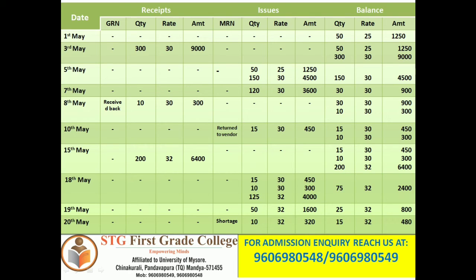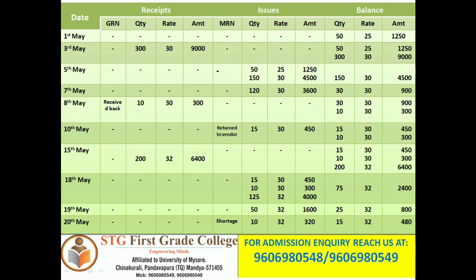So now go to the balance column, copy the balance of 10th May. So that is as it is, 15 units at rupees 30, 450, then 10 units at rupees 30, 300. Then today's purchase, that is a receipt column entry, 200 units, 32 rupees, 6,400.